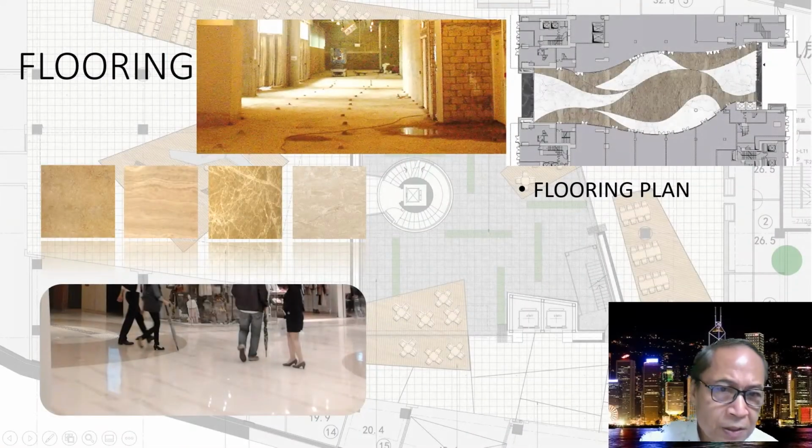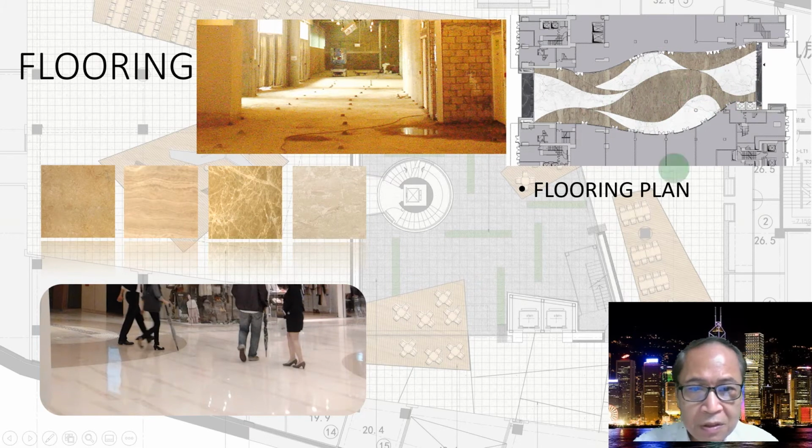The flooring: flooring is important for a shopping center. This is a flooring plan. This is a public corridor. You see the complicated floor layout, the form, the shape. It can be complicated or straightforward. This plan is a bit straightforward because it's in perfect squares, 600 by 600 millimeter.